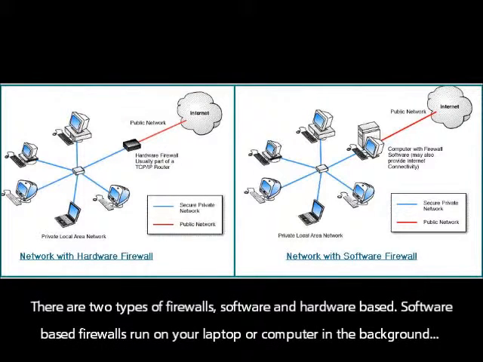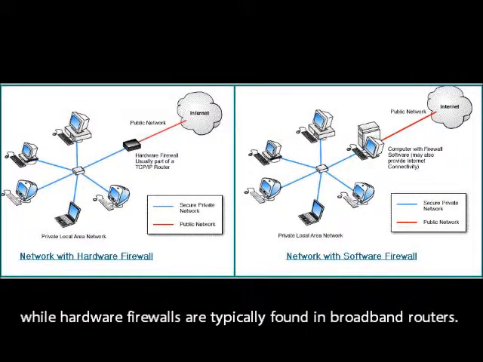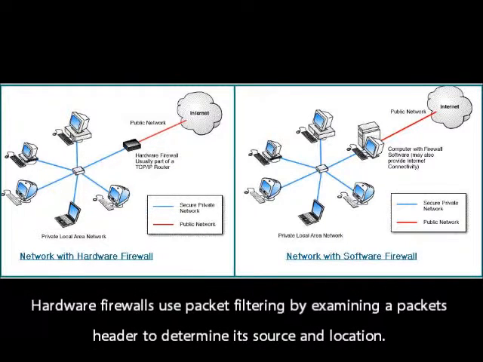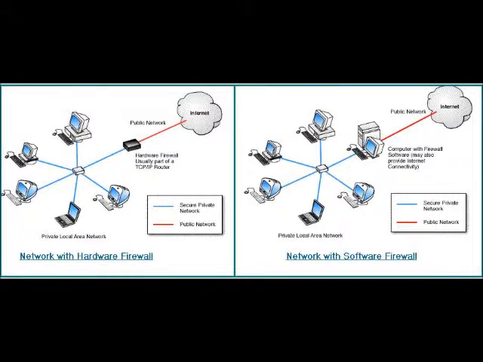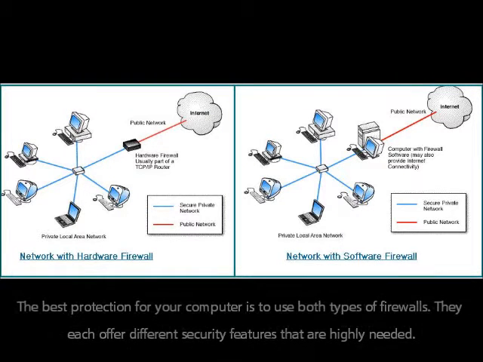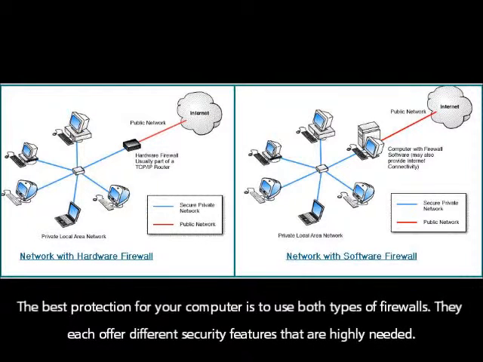There are two types of firewalls, software and hardware. Software-based firewalls run on your laptop or computer in the background, while hardware firewalls are typically found in broadband routers. Hardware firewalls use packet filtering by examining a packet's header to determine its source and location. The best protection for your computer or laptop is to use both types, since they each offer different security features that are highly needed.